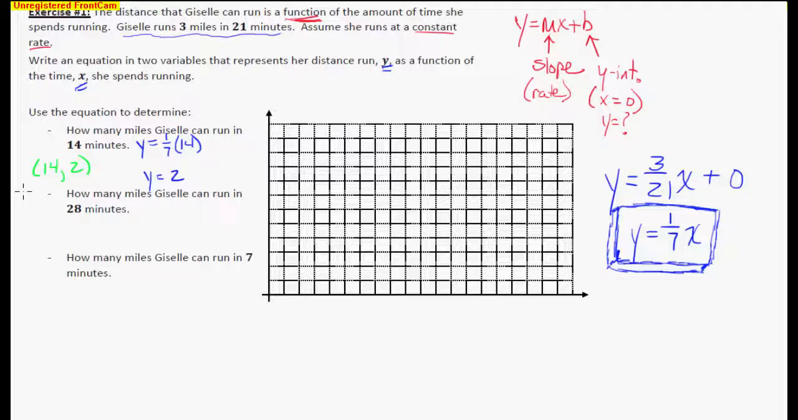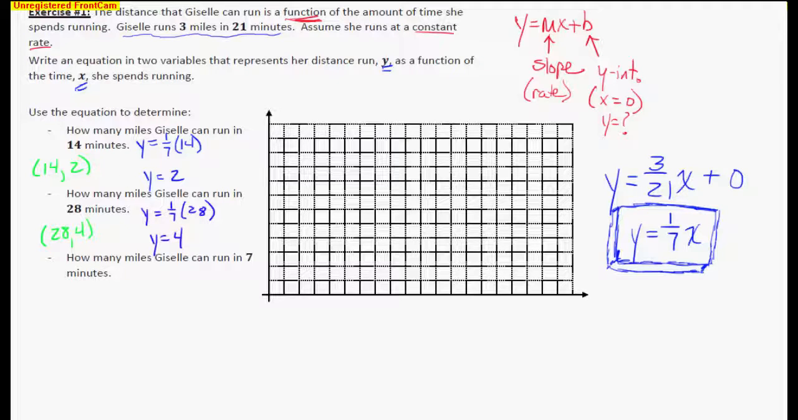Again, I'm using the same equation. How many miles can Giselle run in 28 minutes? All right. So I'm going to do the same thing. I'm going to plug in a 28 where I see the x. And I'm going to do the math. Let's see. 28 times 1/7. That gives me a 4. So my point is going to be 28, comma 4. All right, so now I'm getting some points that I can graph eventually over here.